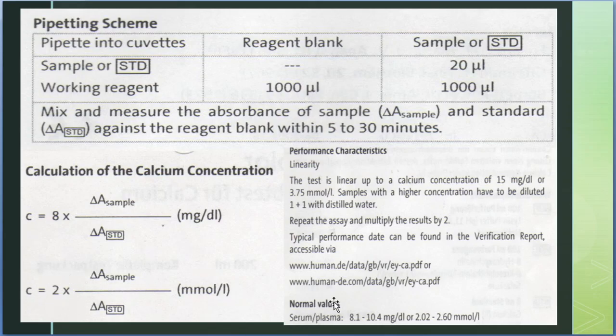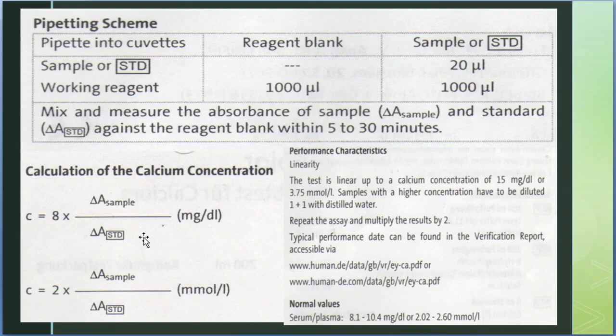So just remember the serum value. The serum or plasma value is around 8.1 to 10.4 in milligrams per DL or conventional. Pero pag SI is around 2.02 to 2.60. So basically, depende sa test na ating gagamitin will be our normal value. Pero for this test, ito yung specific normal value.